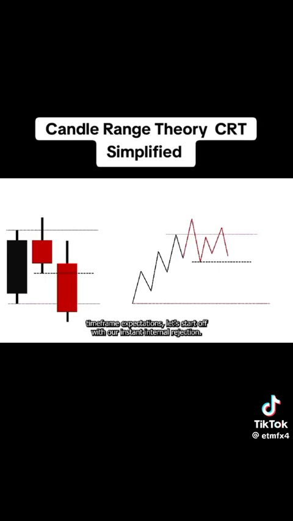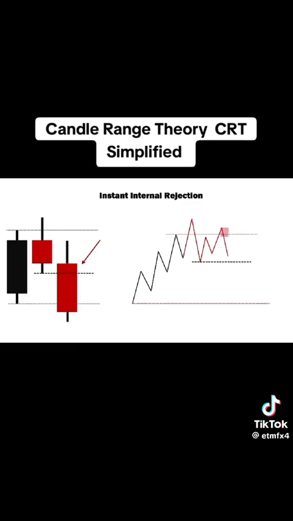So to start off our lower time frame expectations, let's start off with our instant internal rejection. And what we're going to focus on here is our third candle. This lower time frame formation is going to form within this third candle. So what makes this instant internal rejection different is that once this candle opens, it instantly targets an internal liquidity. So in this case, price is going to instantly target this extreme supply. So once the candle opens, price instantly targets that extreme supply and rejects and covers the entire candle's range.